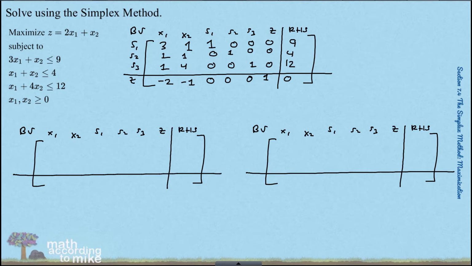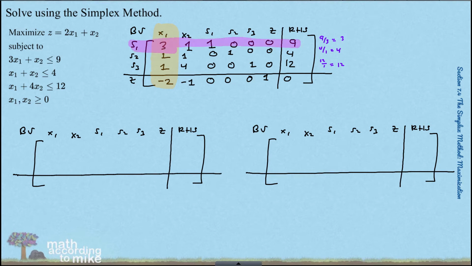Okay, let's determine the pivot element. We need to start off with the pivot column. So the most negative number in the objective function row is -2. So this must be our pivot column. We'll take the positive entries of the pivot column and divide them into the right-hand side. So 9 divided by 3 is 3. 4 divided by 1 is 4. And 12 divided by 1 is 12. 3 is the smallest ratio. So that means this is our pivot row.